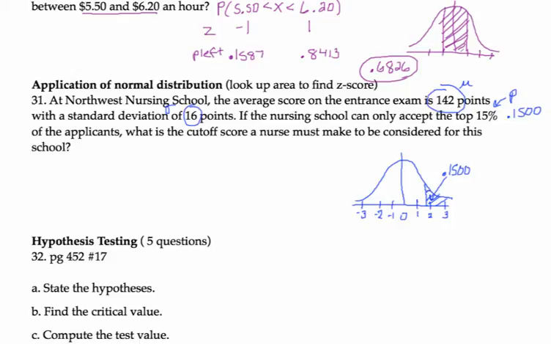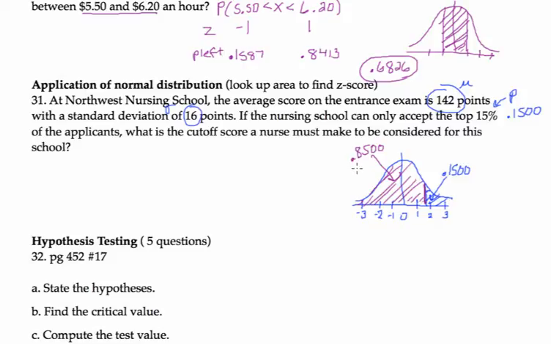Now we're going to try to use our table, but remember our table always measures to the left of the z-score. So actually our table is going to tell us this value right here. But luckily we can figure that out. We know that all the area is 1 or 100%. So if we subtract off that 0.1500, 15%, we'll get 85% is left, 0.8500. So we're looking for the z-score that has 0.8500 to the left of it.